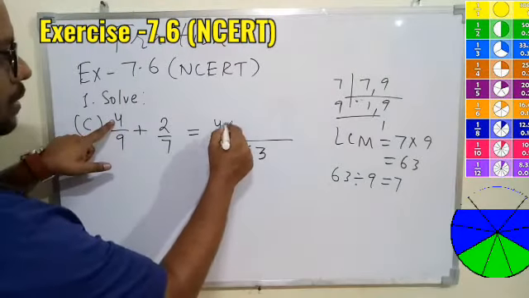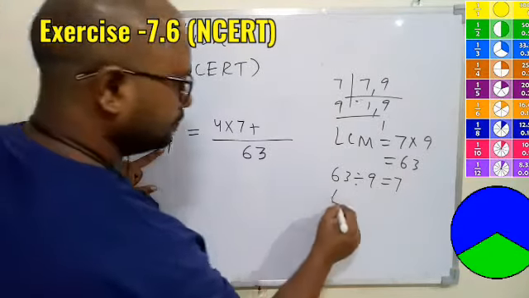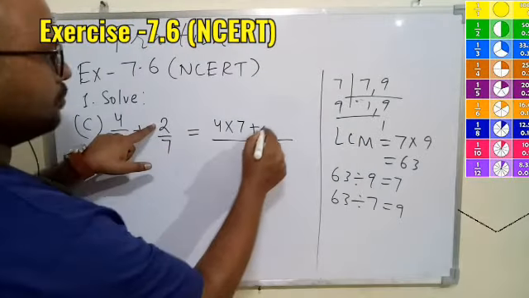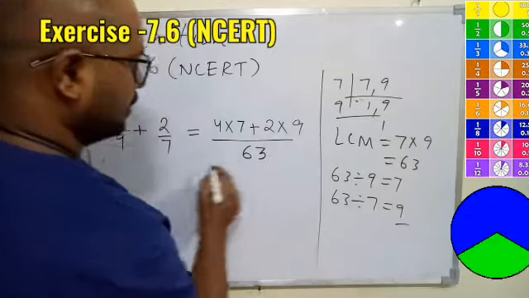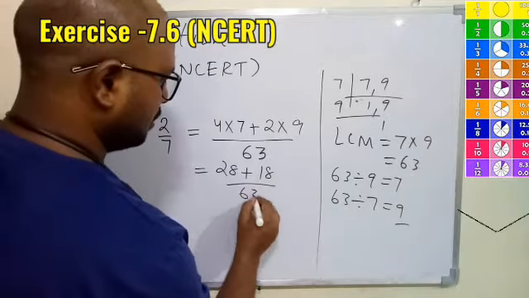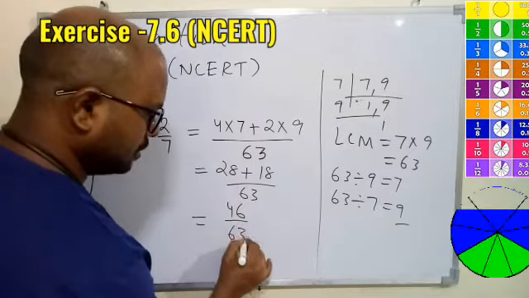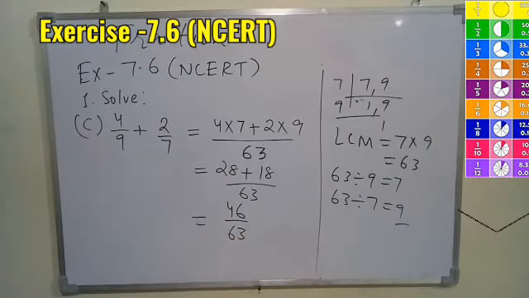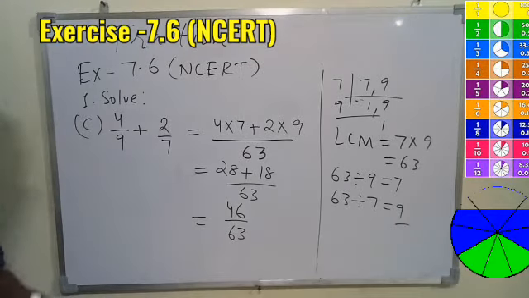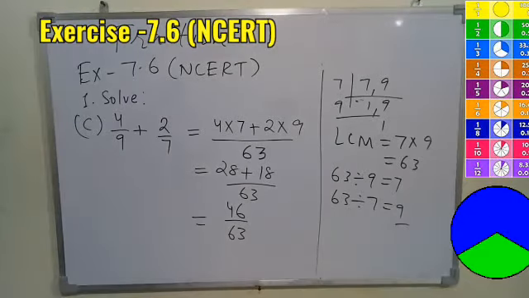So here we have 4 multiplied with 7 plus, then divide 63 by 7, what you will get? 9. All are rough work. So here we have to multiply with 9. Now 7 4 is 28, 9 2 is 18, 63. Now add it. 28 plus 18 is 46 upon 63. So try to find if it is in the reduced form or not. This is how you can do it, and you must check at last if this is the reduced form or not, and do like this.